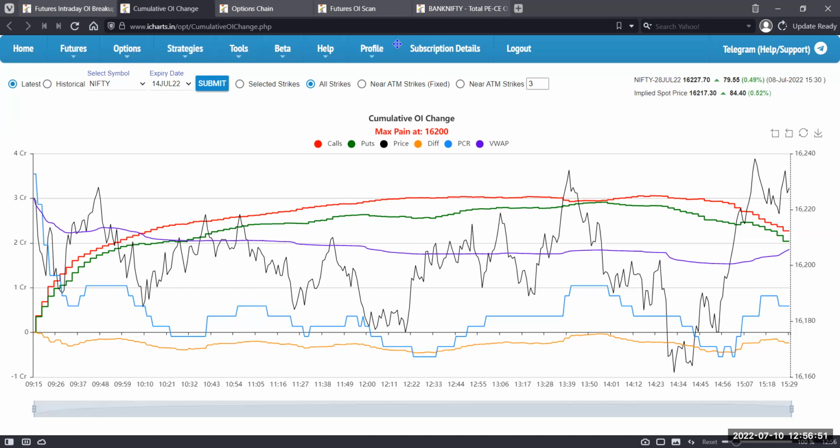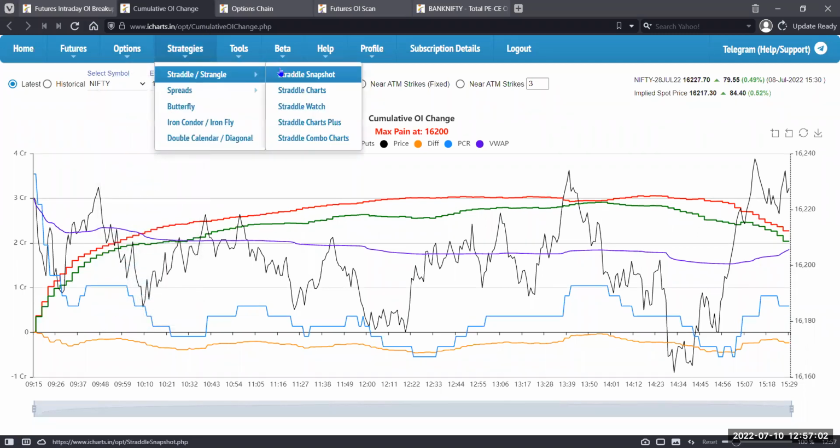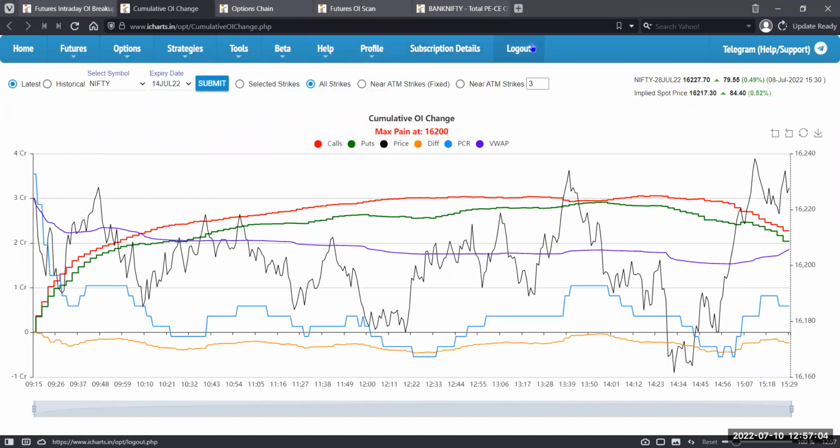Can you show PCR in TradingView chart? Ravi had asked this. Ravi, actually, PCR is available in TradingView chart. Yeah, but sir, it was showing me flat. I couldn't understand it in the next chart. Was it option PCR or overall PCR?